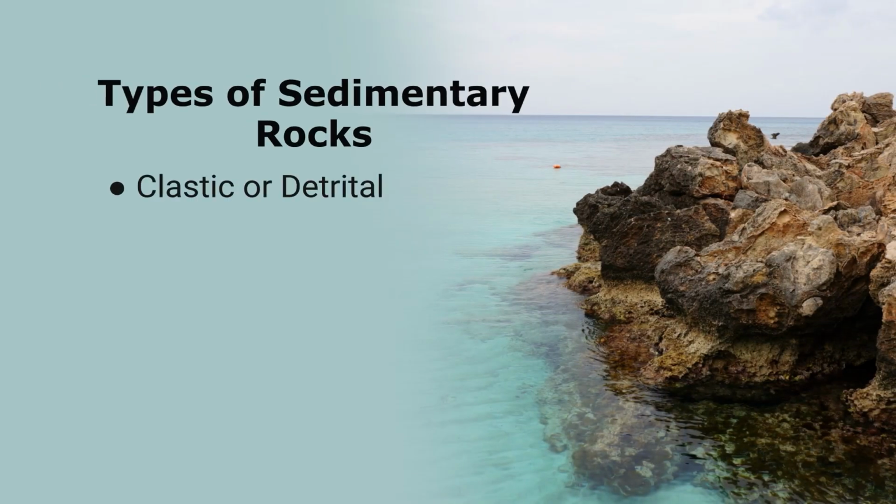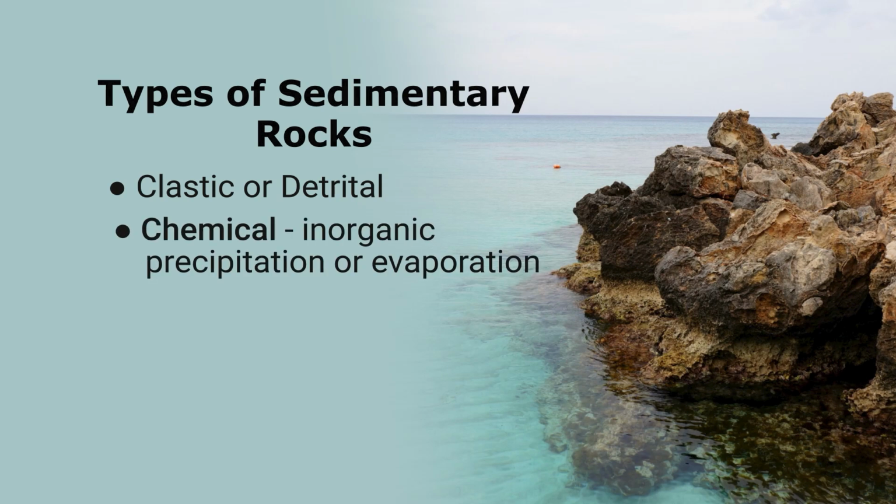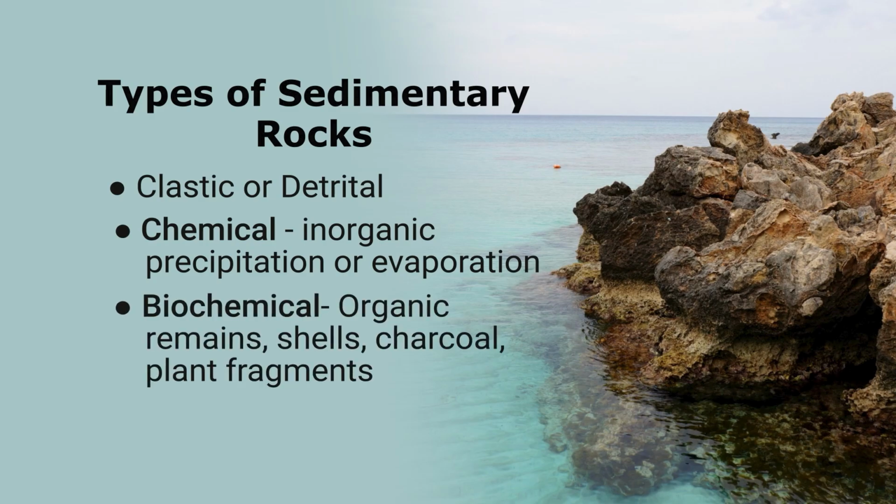There are basically two types of sedimentary rocks. You can classify them as clastic or detrital. Then the second one is chemical. In the chemical, you also have a classification which is biochemical. Clastic or detrital means made up of mechanical weathering. Chemical means there is some chemical precipitation, inorganic precipitation or evaporation. Biochemical means some life is involved, organic remains, shells, charcoal, plant fragments. These are the types of sedimentary rock.